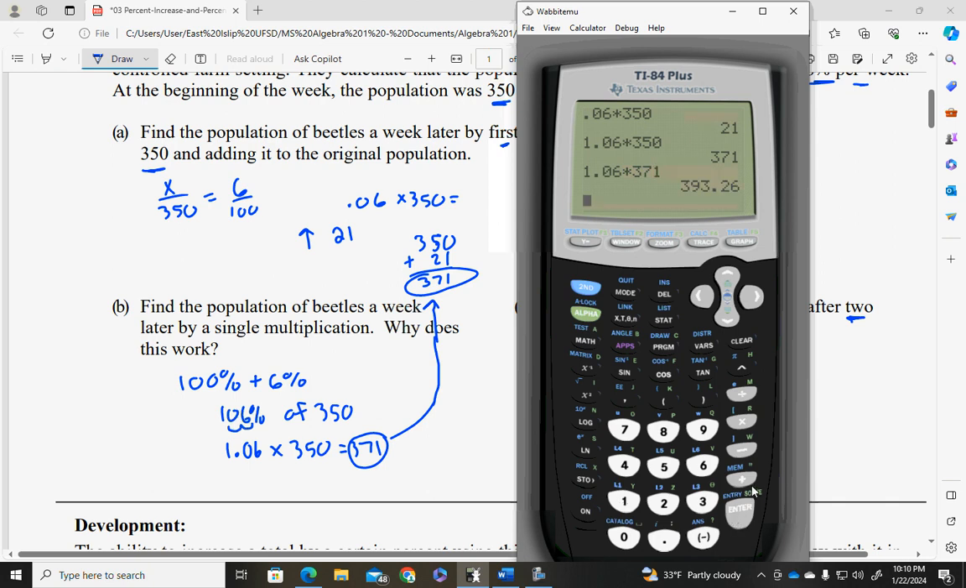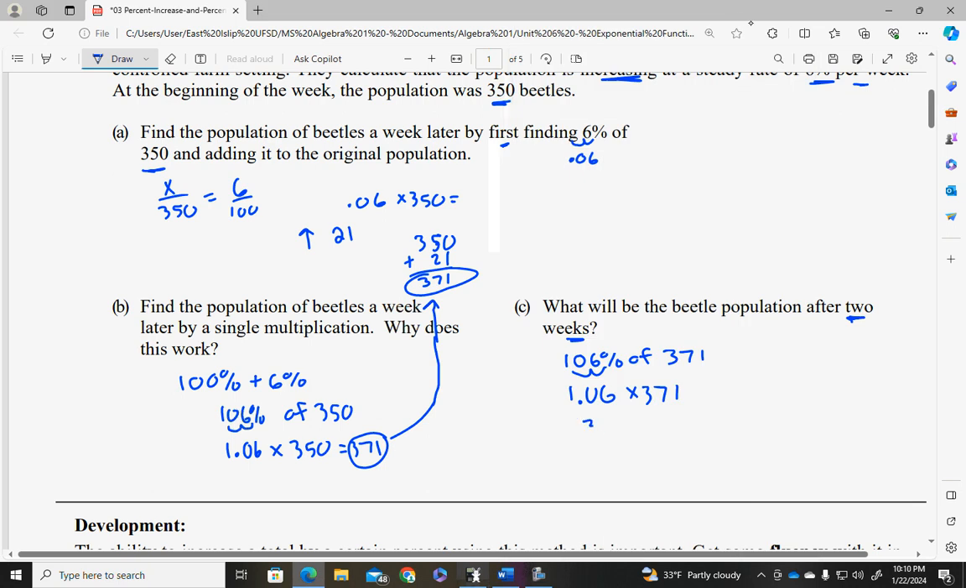And it's 393.26. Now that is an exact amount. Will there be 0.26 of a beetle? No, right? Beetles are born whole. So the beetle population, we could say, is about 393. When we're talking about populations, we tend to talk about it in whole numbers, not in decimals.